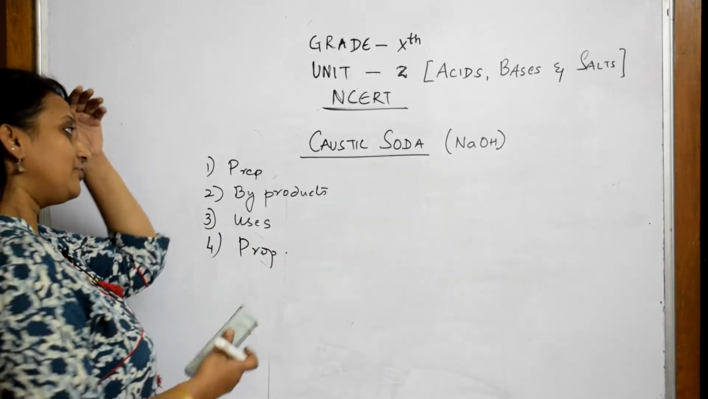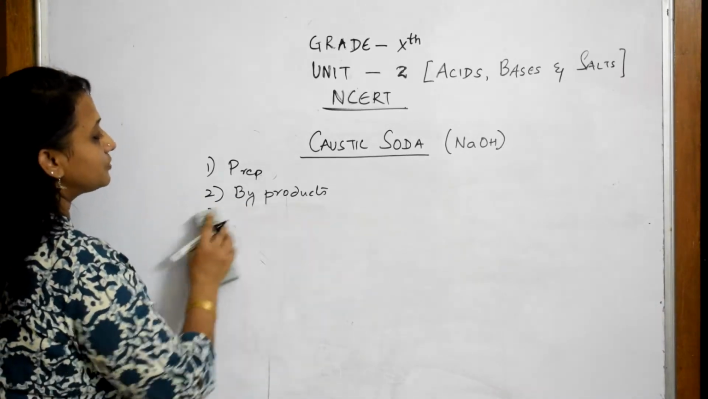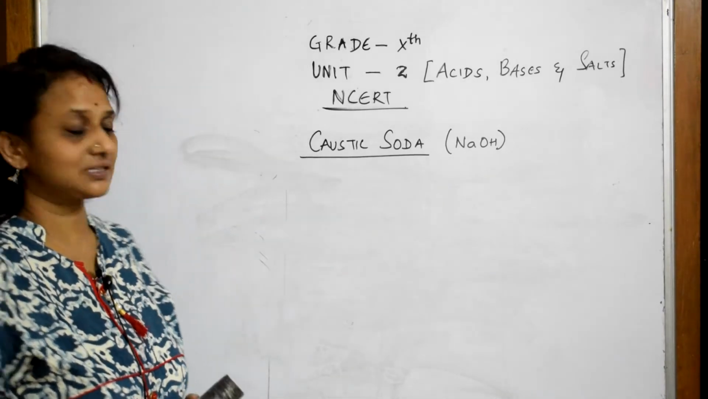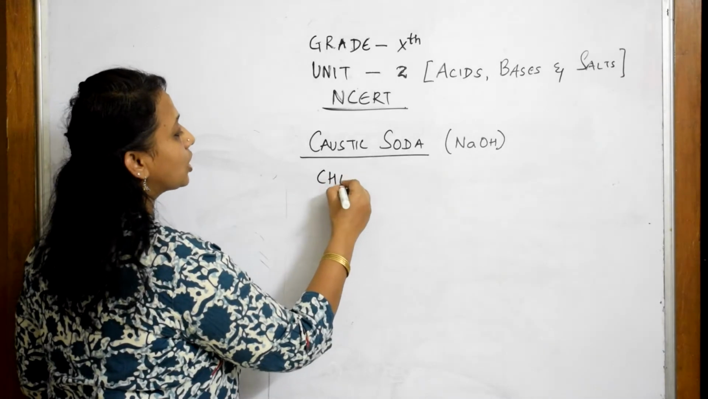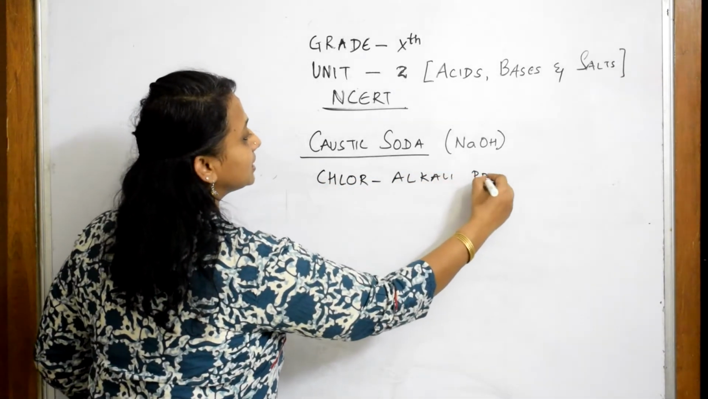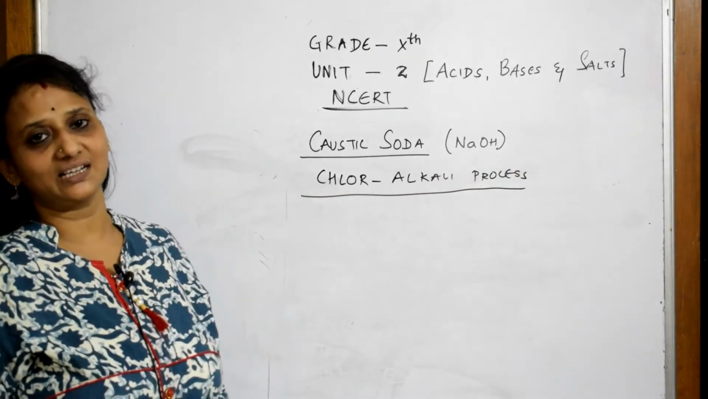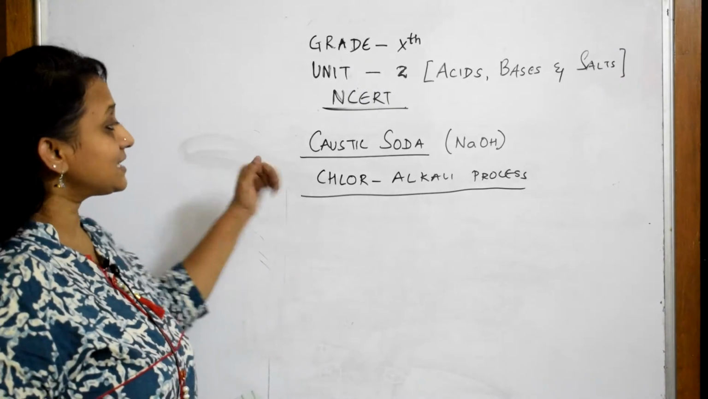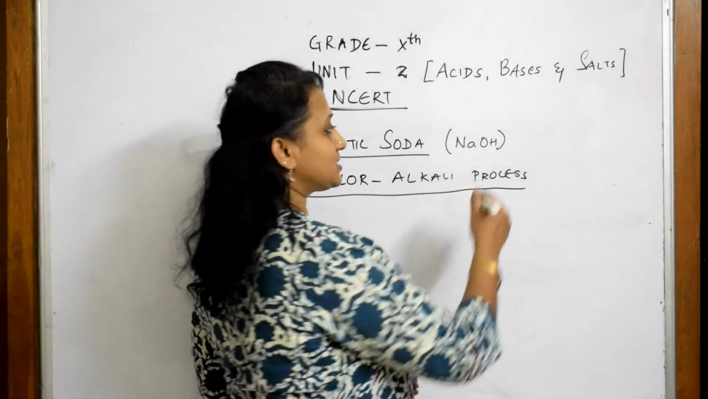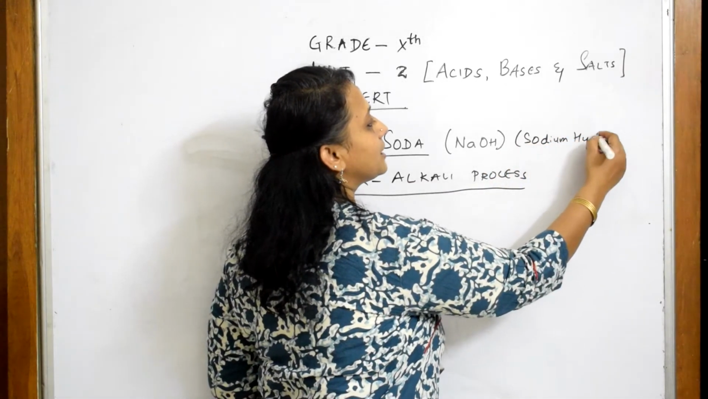So let us start. Now, we are speaking about caustic soda. Sodium hydroxide is the formula for caustic soda. What is the method which we use in the lab to prepare this? We use a process called the chlor-alkali process. In the chlor-alkali process, why this name is given, you will understand at the end of the video. As I said, for preparing caustic soda, the formula is sodium hydroxide, and let us write the chemical name of this. So sodium hydroxide is the chemical name, right?